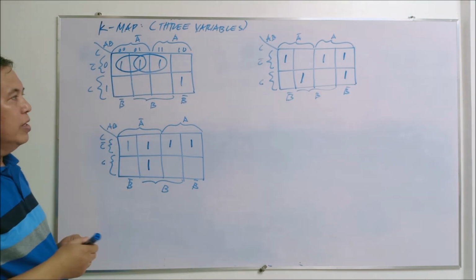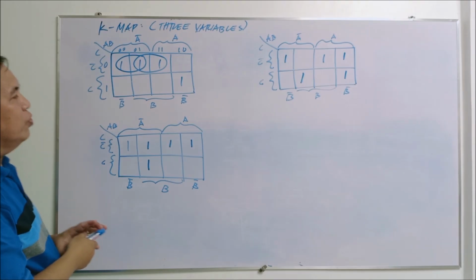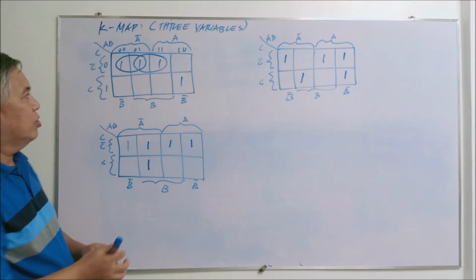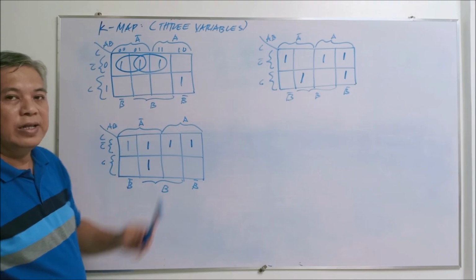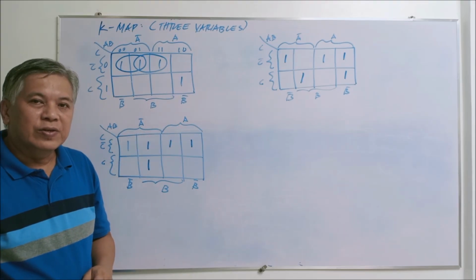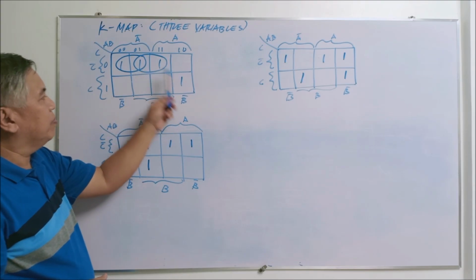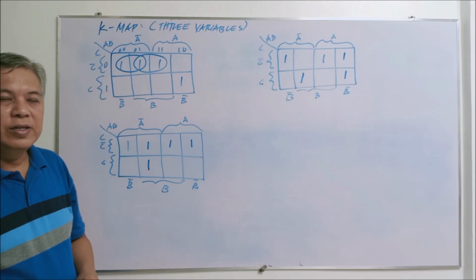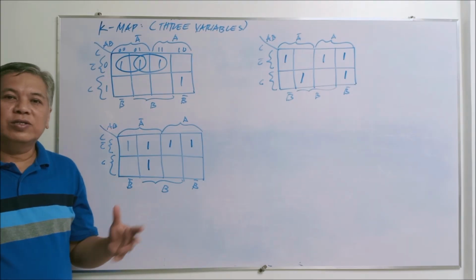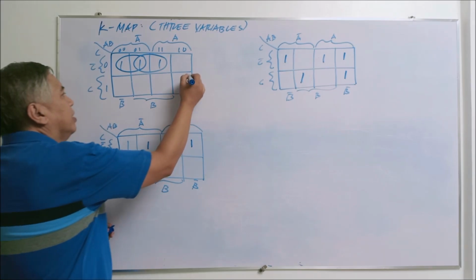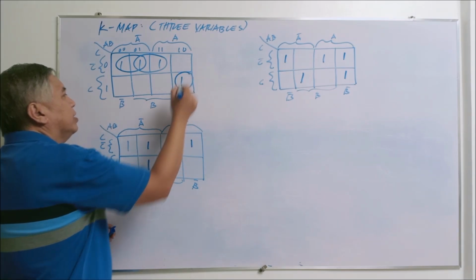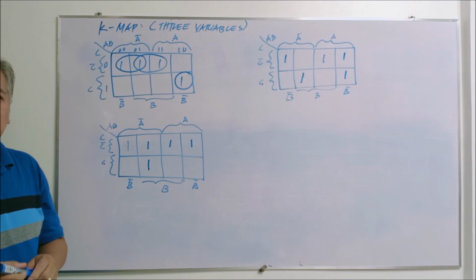Okay? Then, are there other 2 adjacent cells? This one here and this one here are not adjacent, so they cannot be grouped as 1. Since there are no more 2 adjacent cells, this one here belongs to a single group.